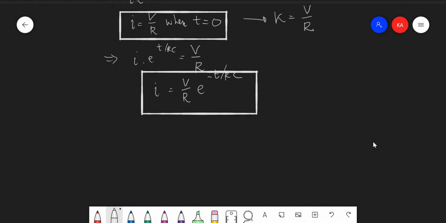So this is the tau. The tau is RC for the series capacitor and resistor, and for the inductor it is L per R. So this is the solution for the capacitor.